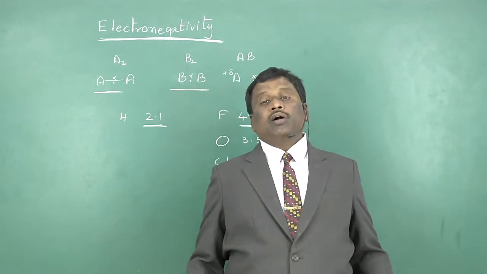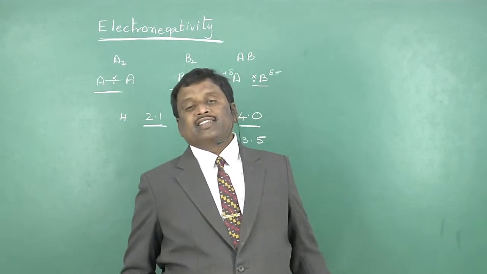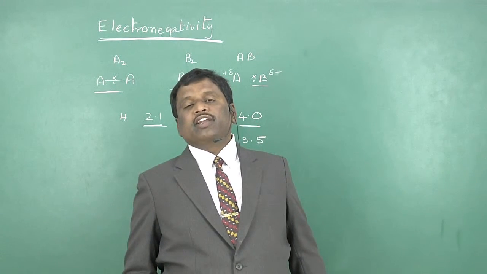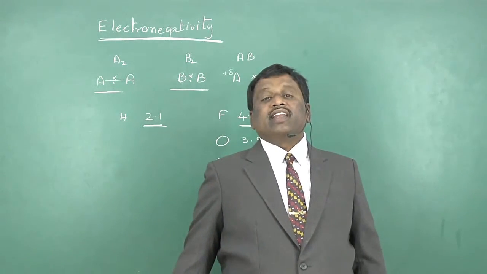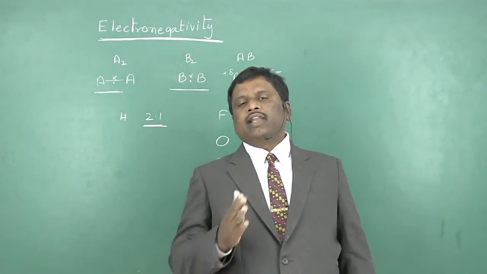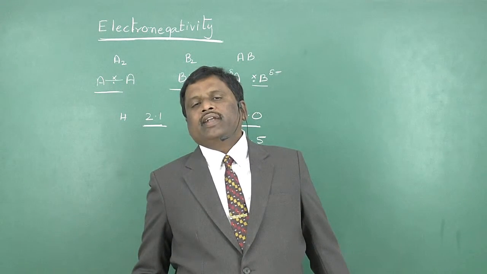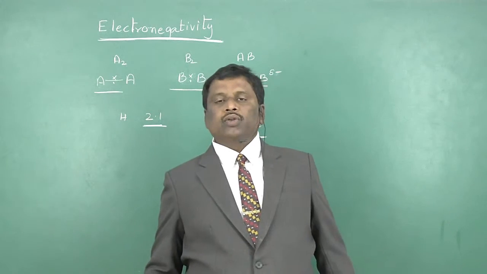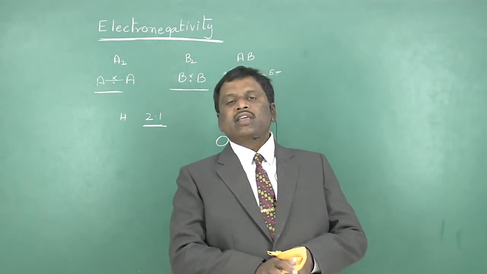The nature of the bond will also depend upon the difference of electronegativity of the two bonded atoms. If the electronegativity difference is more than 1.9, that bond is considered an ionic bond. If it is less than 1.9, it is said to be a polar covalent bond. So these electronegativity values will help us to decide the nature of the bond.